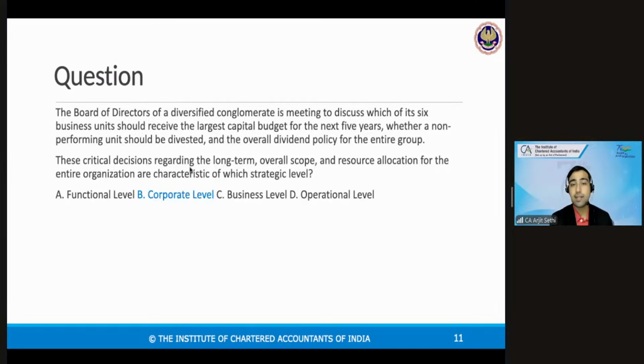ये सब decisions, the long term overall scoping, resource allocation, these are keywords from the study material. Study material में जाके पढ़ोगे ना, जब corporate level की बात हो रही है तो वहां पे ये सारे words use हुए हैं, like long term, overall scope, resource allocation, all of this is there in your study material. ठीक है जी, पढ़ो, पढ़ो, पास हो and get ahead.